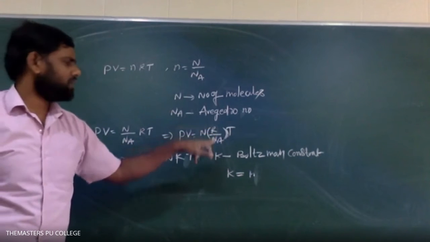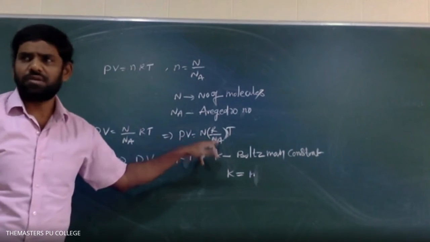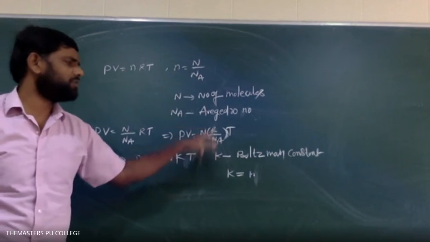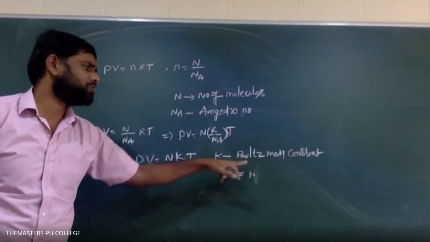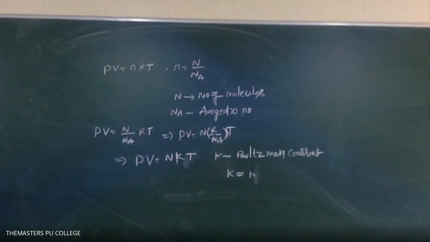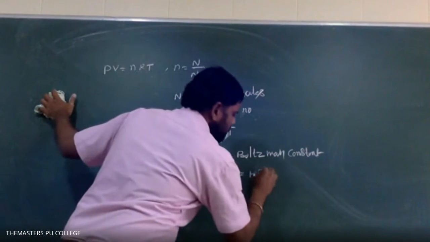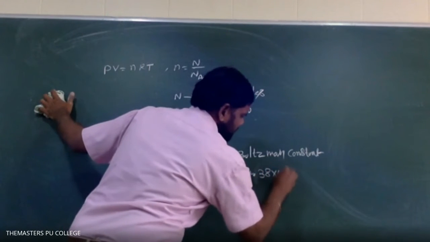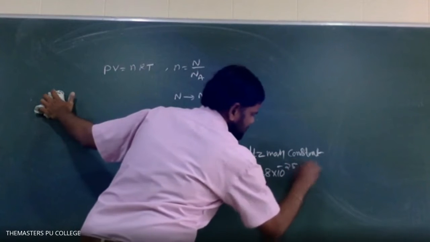Universal gas constant. Na stands for Avogadro number. That is also constant. This ratio leads to another constant that is called the Boltzmann constant. Its value is 1.38 into 10 to the power of minus 23 joule per Kelvin.